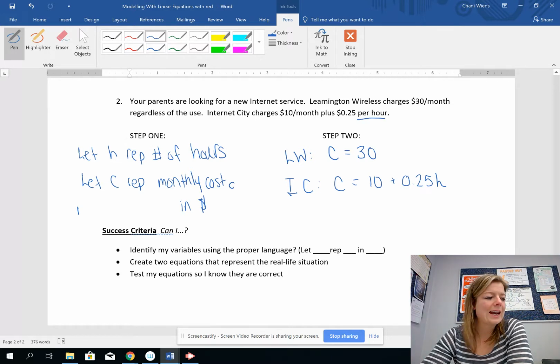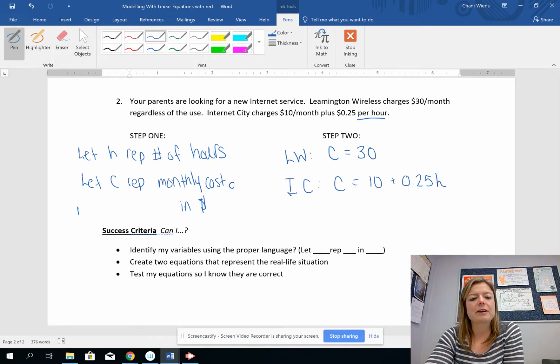All right, so that is modeling equations. So take a look at the success criteria. You should be able to identify variables using the proper language, create 2 equations with the same 2 variables, and then test your equations to make sure they're correct.